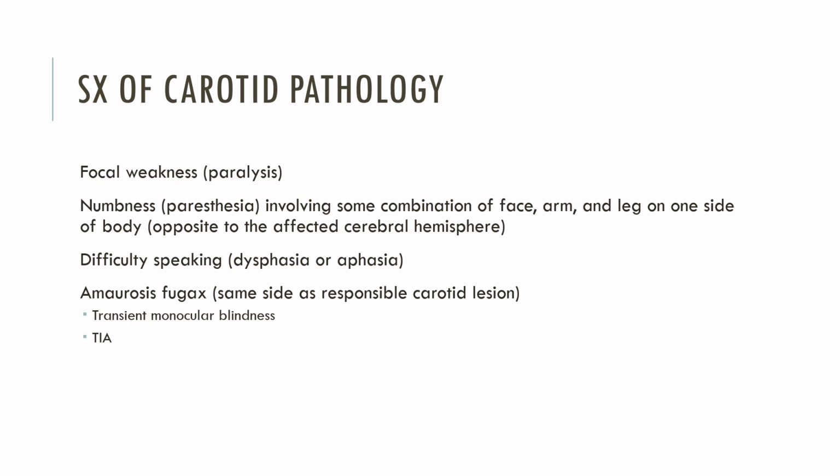And then finally, another indicator would be amaurosis fugax. In this case, it's a TIA, a transient ischemic event, and it causes transient monocular blindness, meaning blindness in one eye. The interesting thing about amaurosis fugax is that this is the one case where the eye experiencing the blindness will be on the ipsilateral, or same side as the carotid pathology.